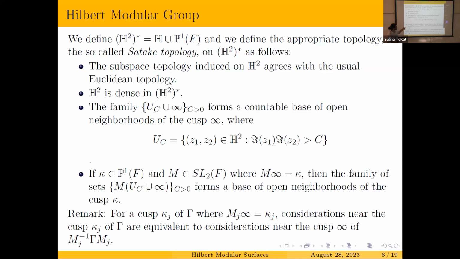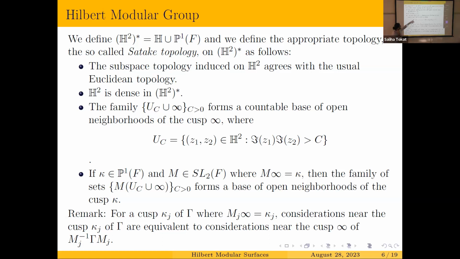Before we go on with this, we need to define a topology on H2 star. If we think of the 1-dimension case, H2 star has a topology that, when we look at just H2, is the usual Euclidean topology, but we also have these rational boundary points. The rational numbers have a single cusp, so we only need to think of infinity, and we add to the usual topology the base of open neighborhoods of the cusp infinity, and that gives us a topology on H star in the 1-dimension case.